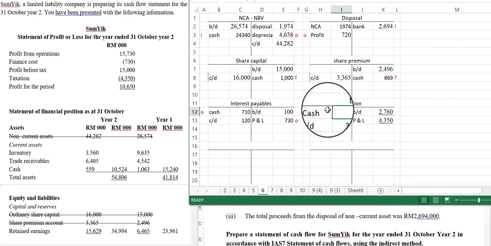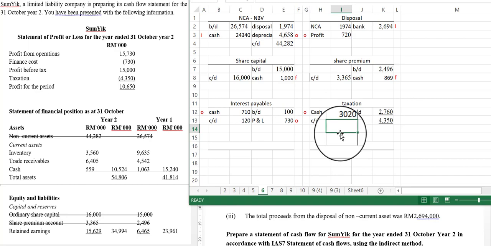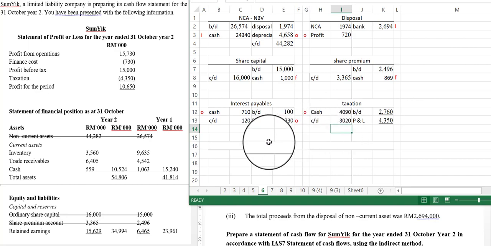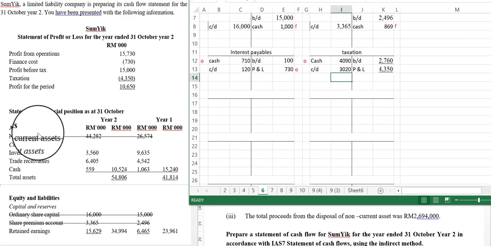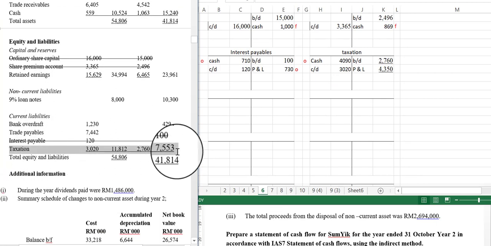This will be the amount that you pay in terms of cash. So total cash paid for tax is 4090. Okay, so this amount, since it's a taxation, you go to your operating activities. If you look at here, these two have been done.